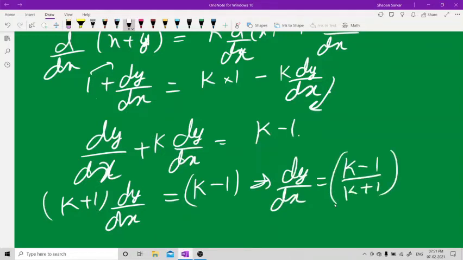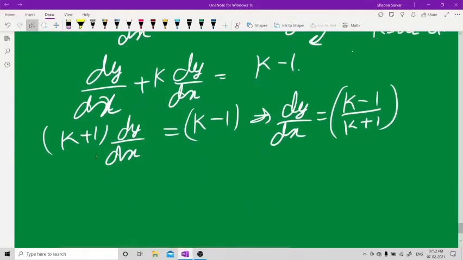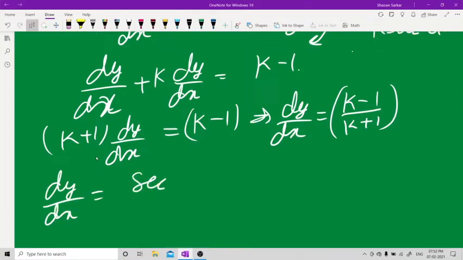Now here you have got this. Now k is what? I told you k is sec inverse a. So write down what is sec inverse a. See, k is sec inverse a. Now here you have, very simple, dy by dx is k, which is sec inverse a, minus 1 upon sec inverse a plus 1.